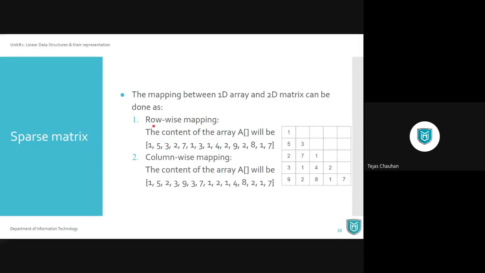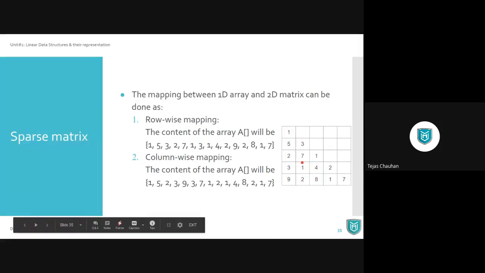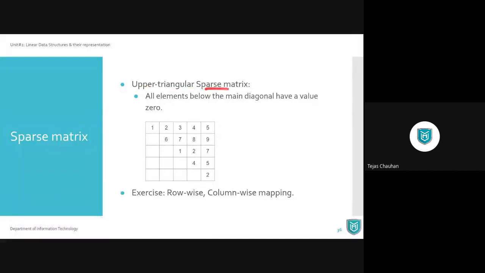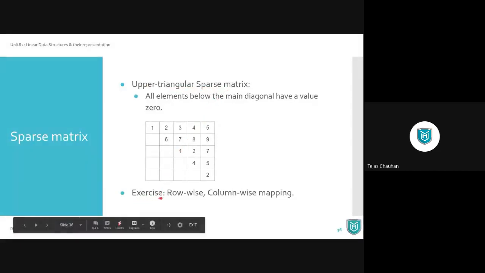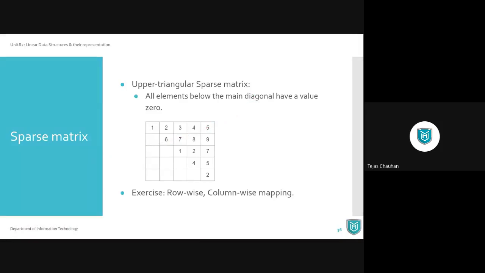So this is a row-wise mapping and a column-wise mapping for a lower triangular matrix. Similarly, we can have an upper triangular matrix also. So quickly give me the row-wise and column-wise mapping for this given upper triangular matrix. Write both the mapping answers in the chat box.